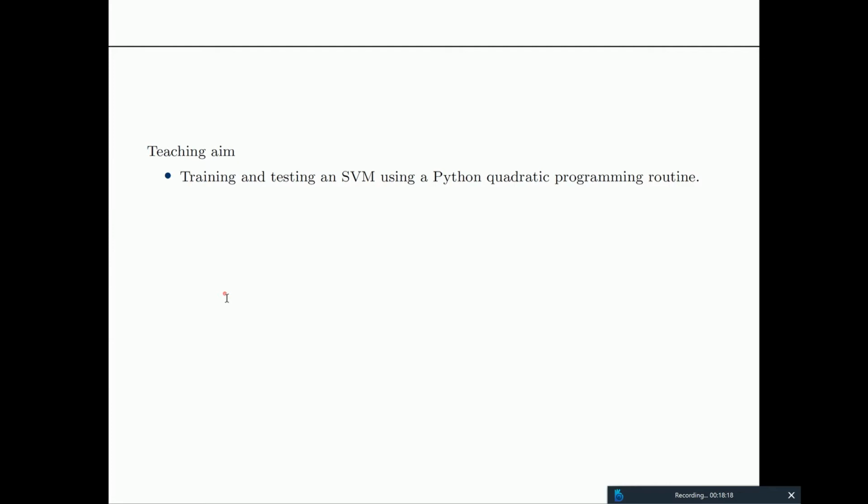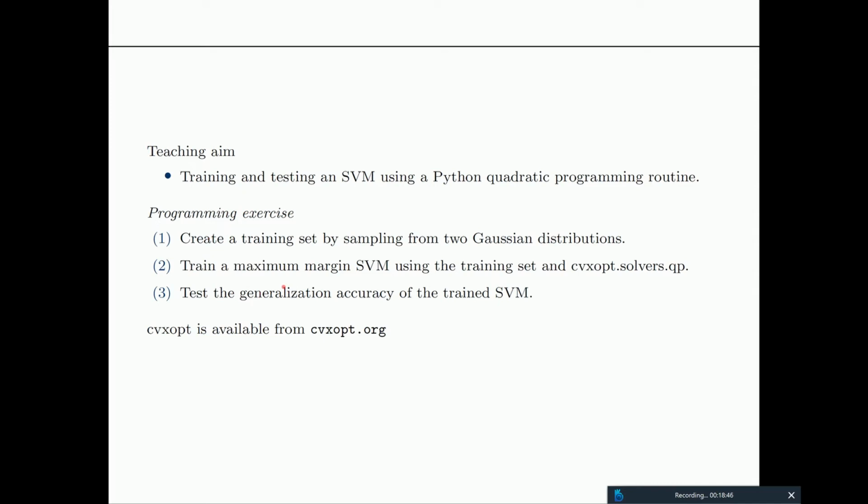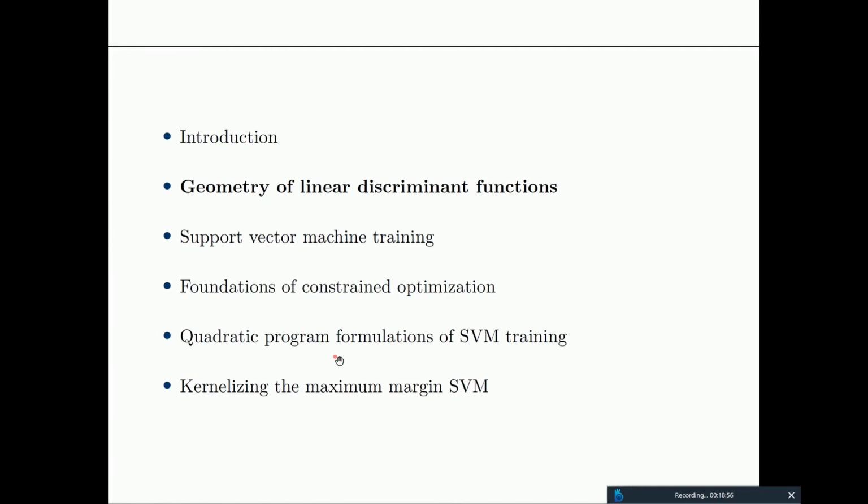So that's the aim for today. I want to show you how to train and test an SVM using not an SVM toolbox, but a quadratic programming routine or toolbox. So instead of using an SVM toolbox, you are going to use an optimization toolbox. This will be the exercise, but we will get back to that. It will use the convex optimization toolbox from convexopt.org. And that was already the introduction.